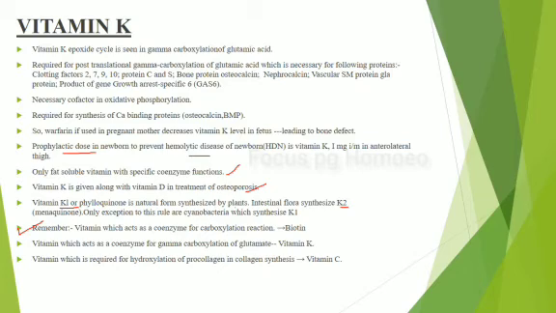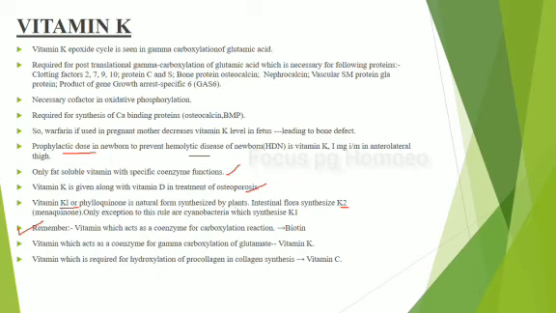Its prophylactic dose is given in newborns to prevent hemorrhagic disease, as 1 mg intramuscular in the lateral thigh. It is the only fat soluble vitamin with specific coenzyme function. Along with vitamin D, it is used in the treatment of osteoporosis.